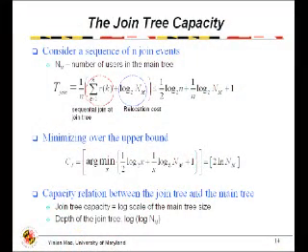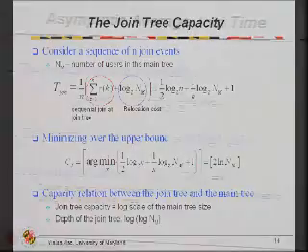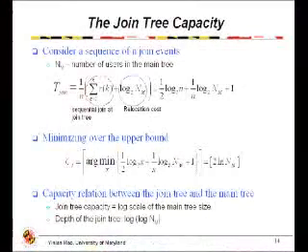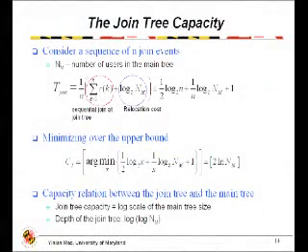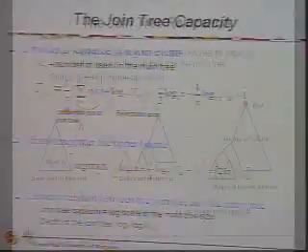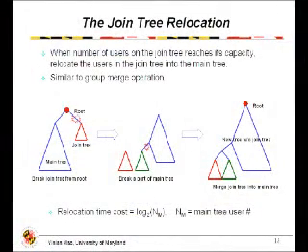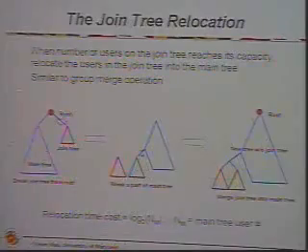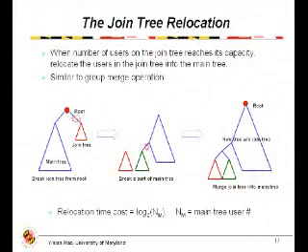After this, we specify an activation condition for the join tree. Let me go back. N sub M is the number of users in the main tree. I use the big N because this part is always smaller than the entire group size. So since it's the upper bound, I change to that big N.